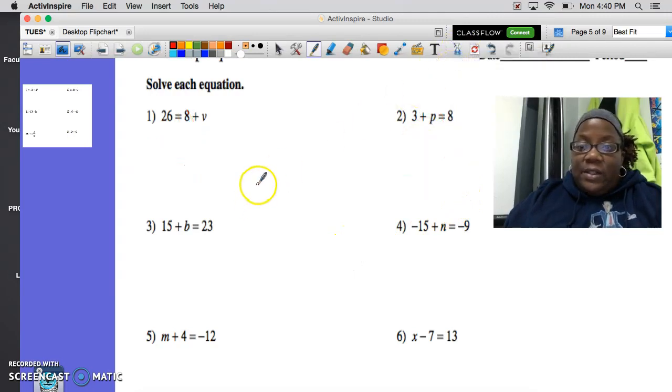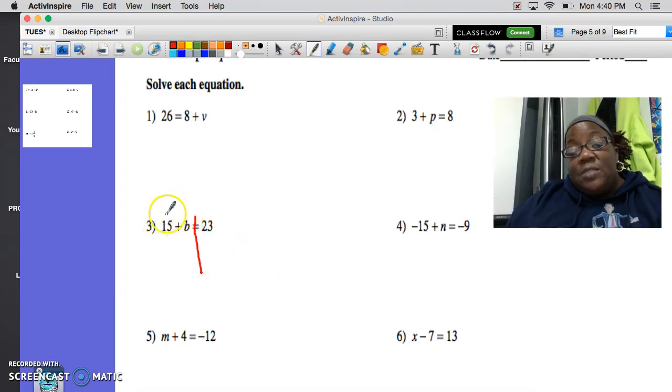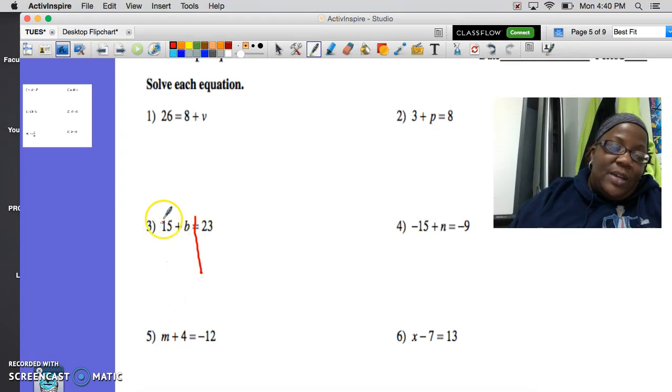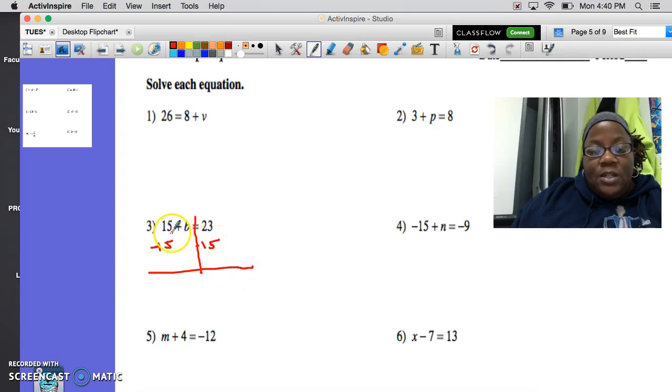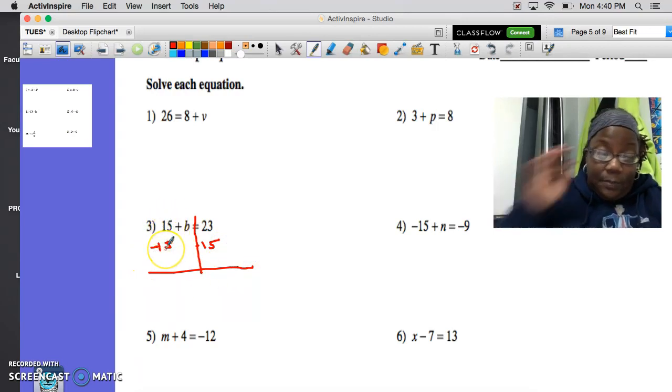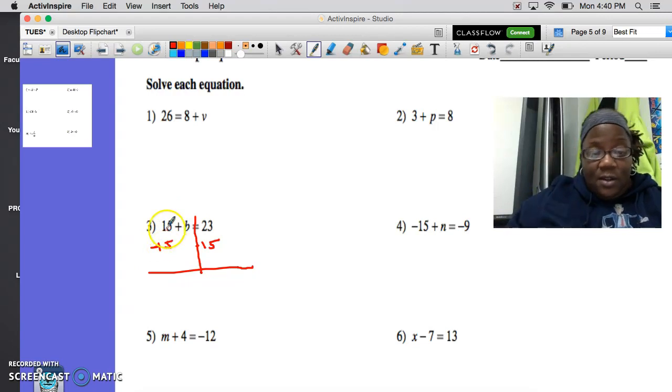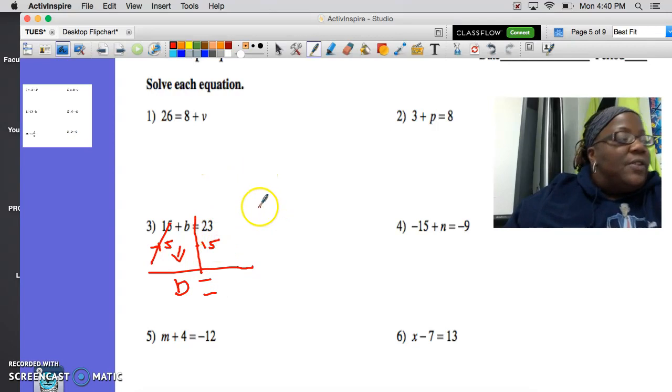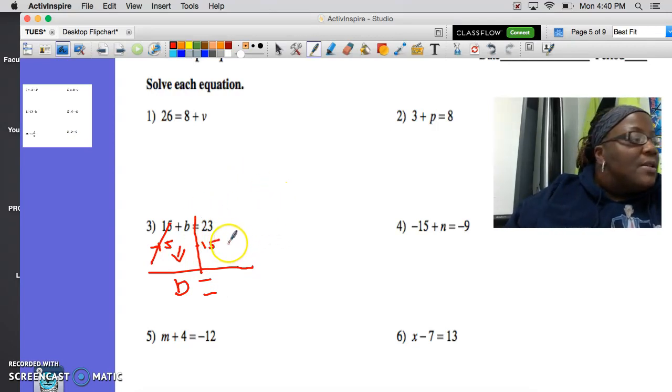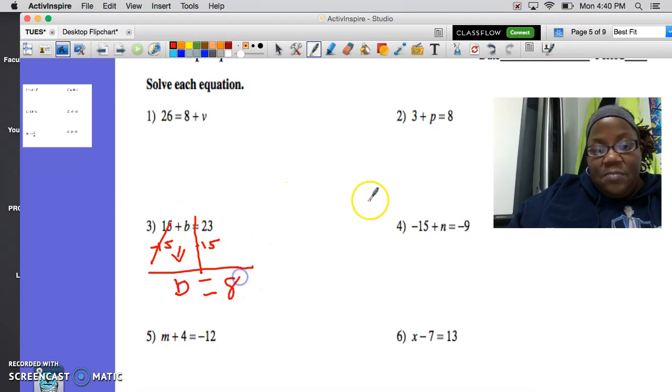Okay, so now let's take a look at number 3. Here you go. There's your street. B is on this side of the street with a 15. That's a positive 15. So, to get B by itself, you got to remove the 15 by doing the opposite of what you see. It's a positive 15, so I'm going to subtract 15 on both sides. Here you go. That cancels out, positive 15 and a negative 15, leaving B the only thing on this side of the street, which was the point. And then you do your 23 minus your 15. You have 8. B is 8.